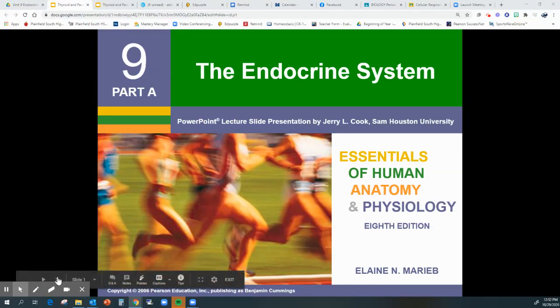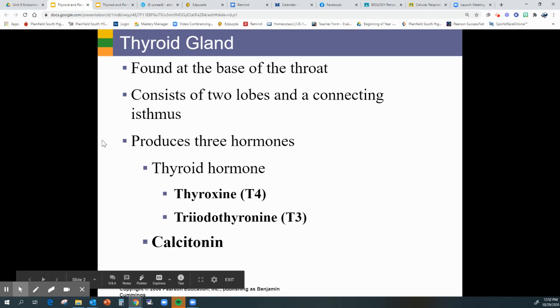All right, so for this lecture, we're going to take a look at the thyroid and parathyroid hormones. The thyroid simply is an organ that is found at the base of the throat. It actually consists of two lobes, and then there's a little what they call isthmus that connects the two. So it almost looks like a butterfly that sits right at the base of the throat there.